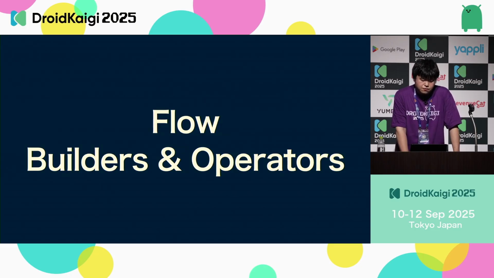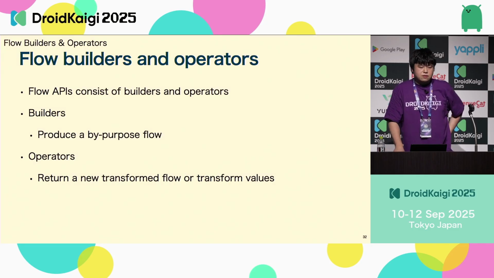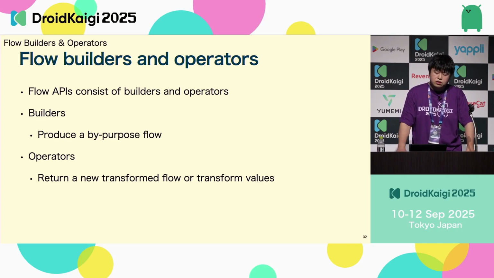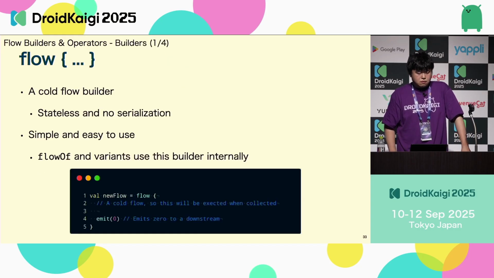Next topic is flow builders, operators, and operator fusion. Flow APIs consist of the builders and the operators APIs. The builder APIs produce a flow instance by purpose, and operators will return a new transformed flow or transform received values into some representation like list, for example. So I would like to pick up 4 common flow builders.